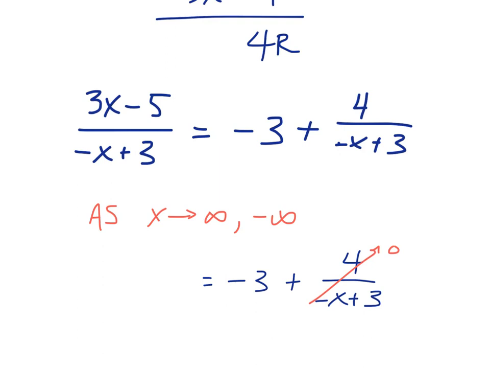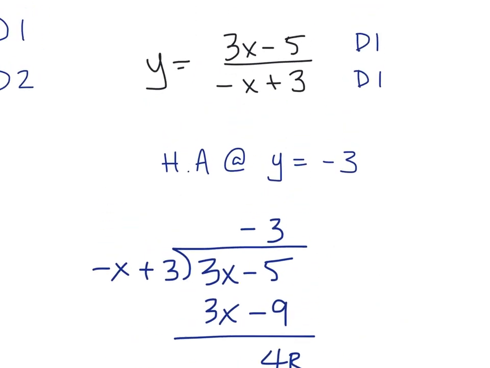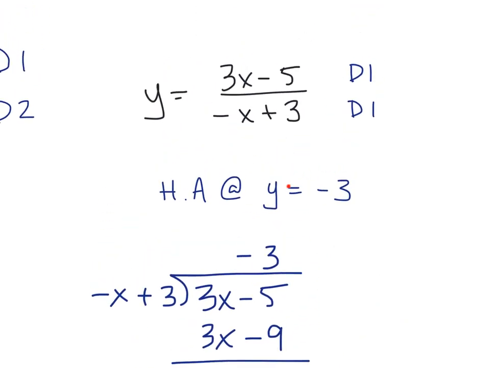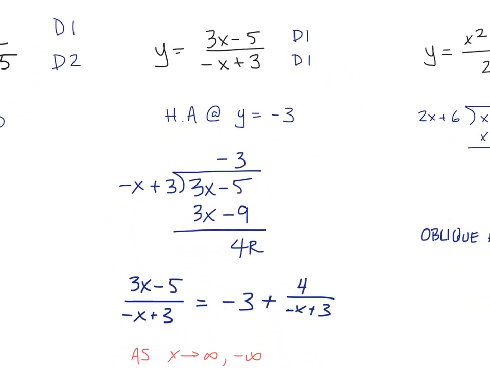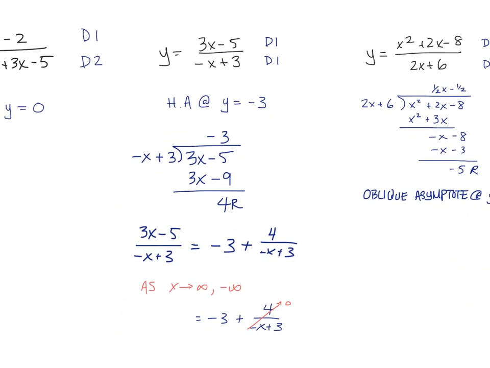What did we think our horizontal asymptote was going to be? You go back to what we originally found. That's exactly the same thing as we found before, right? So this is just another way to calculate where the horizontal asymptote is.